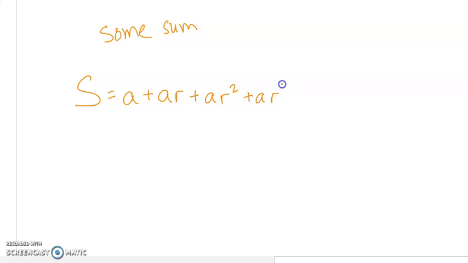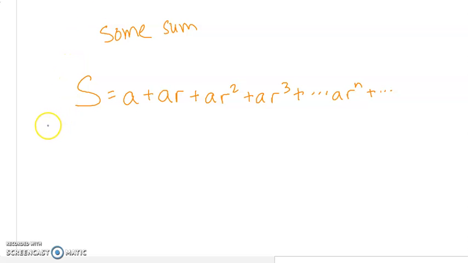This is the definition of a geometric series. There's nothing fancy about this. All right, and we have that nth term, but we're going to keep on going forever and ever and ever. Now we're going to assume that this value S exists, and we're going to try to come up with a closed form for this expression. Okay, so here's where the magic happens.